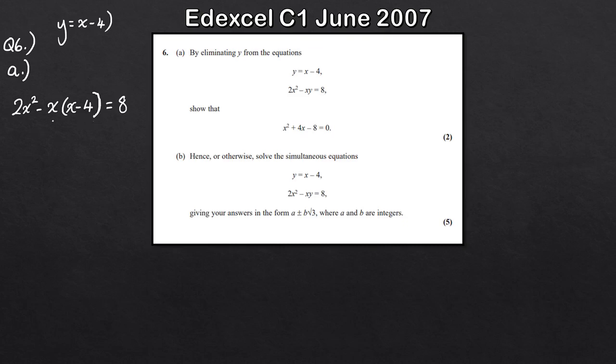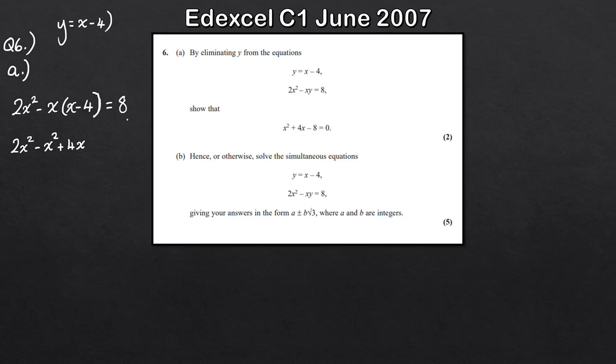Well, first let's expand this bracket here. So I get 2x squared minus x times x, that's minus x squared. And then minus x times minus 4 would give me plus 4x. Okay, so that becomes positive. And on this side, we've got this plus 8 here. Now, what we need to show is that it is equal to 0.